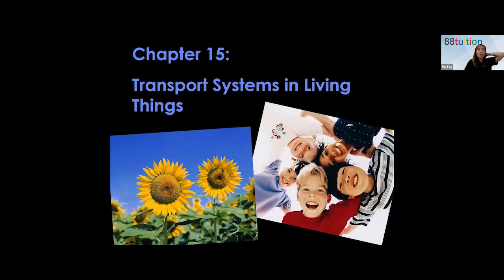Today we are starting on a new topic. So this particular topic, we are going to look into transport systems in living things once again. We have actually talked about this in primary school. You did transport system in P5. When you were talking about the transport system in plants, you were talking about the water carrying tubes and then the food carrying tubes.